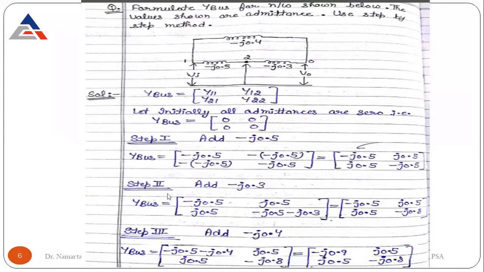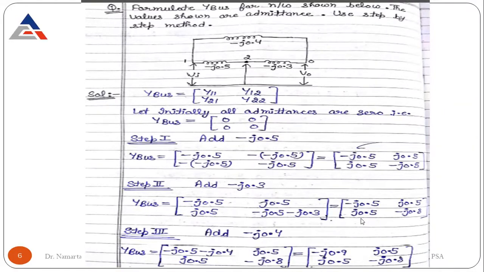Now for step 2. You may write these steps as we have covered on the board also. If you wish, you can write them in the form of a matrix or in simple row steps like this. In the second step, add minus j.3. As it is connected between 2 and 0, it will affect only the Y22 entry. All the rest of the 3 entries remain the same. Minus j.5 and minus j.3 are added, so this becomes minus j.8, and the rest of the entries remain the same.